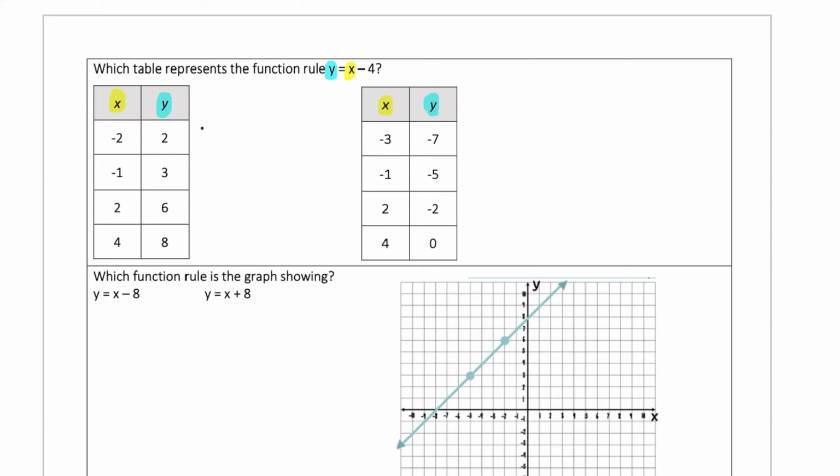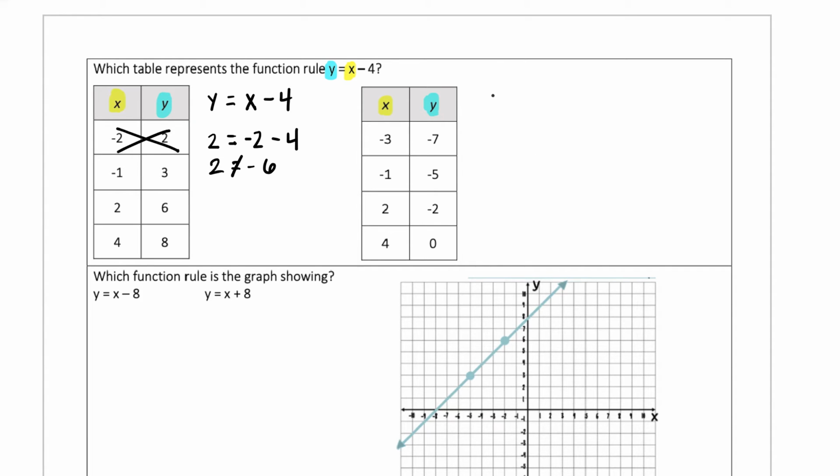So we'll go ahead and plug in all of our x's and y's. If this rule works, then y, which in the first table is 2, should equal our x value of -2 minus 4. -2 minus 4 is -6. Since -6 does not equal 2, then this point would not be on this function rule. Therefore, the rest of this table is not going to work because every single input needs to get an output from the same exact function rule. So this one will not work for us.